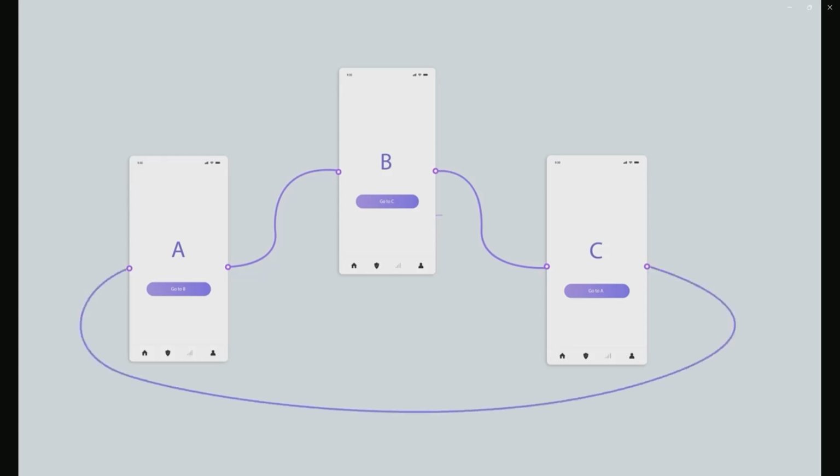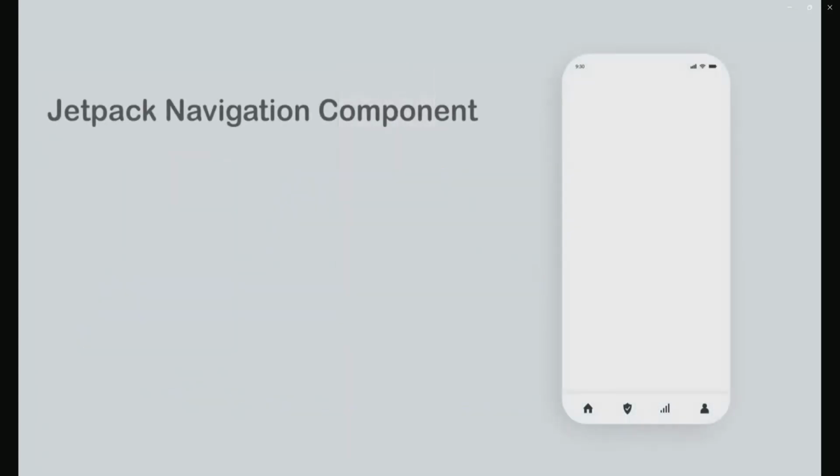In this video I'm going to talk about the Jetpack Compose navigation, which is a tool that we are using to navigate between different screens. We are going to build an application to go from screen A to screen B, and from screen B to screen C, and finally from the third screen we are going back to the first screen, which is screen A.